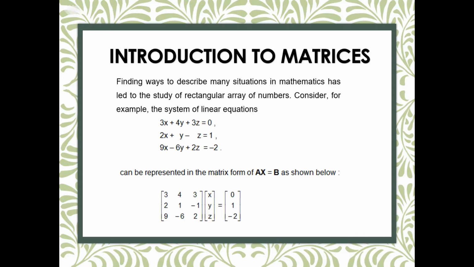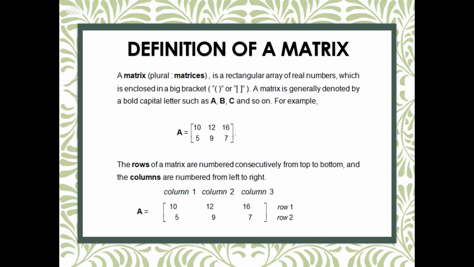through matrix manipulations. Generally, a matrix, or in plural known as matrices, is referred to a rectangular array of real numbers which is enclosed in a big bracket as follows. A matrix is denoted by a bold capital letter such as A, B, C, and so on. The rows of a matrix are numbered from top to bottom and the columns are numbered from left to right. For example, A here is referred to a matrix with 2 rows and 3 columns.